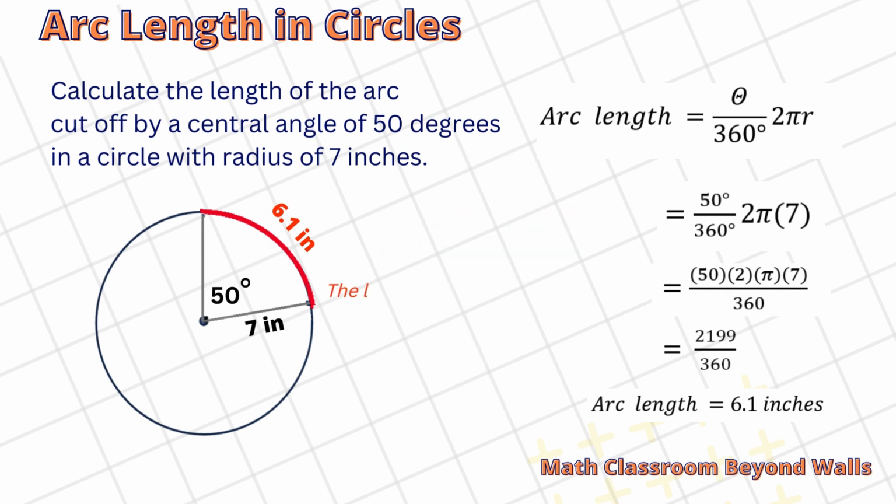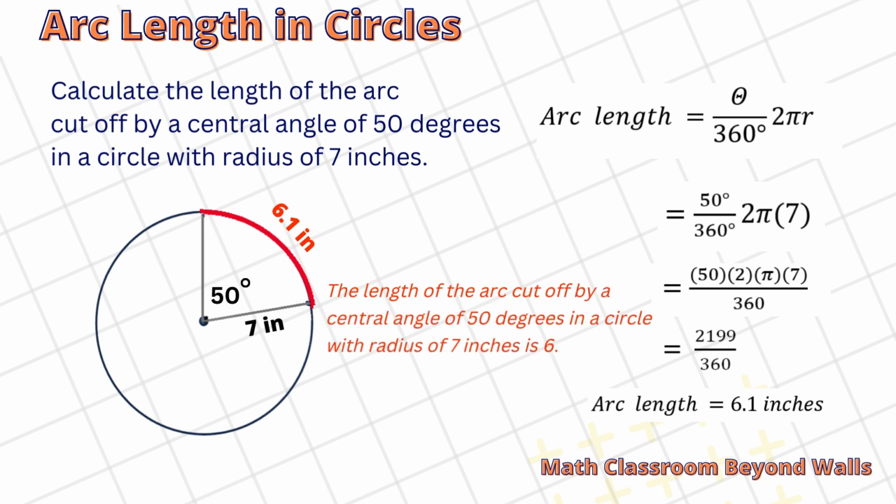The length of the arc cut off by a central angle of 50 degrees in a circle with a radius of 7 inches is 6.1 inches. Did you get it? Let us try another problem.